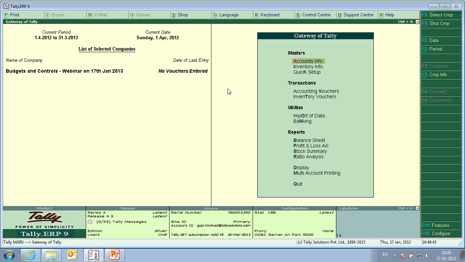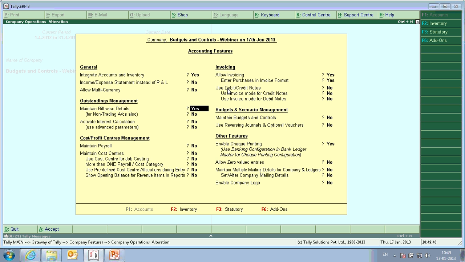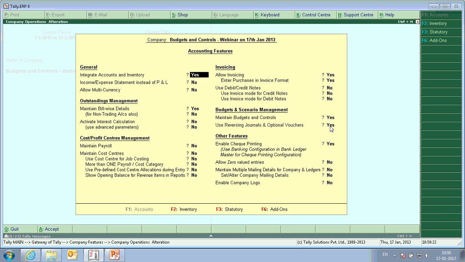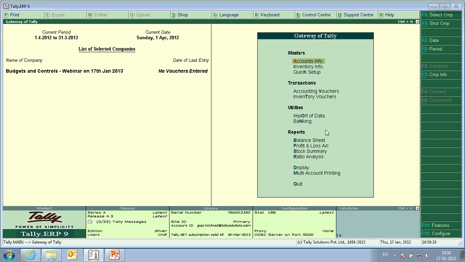Okay. Yeah. So I have created the budget and controls company. So let us say in F11 I need to activate the budget and controls option. Now you can see there is an option as maintain budgets and scenario management. There is a separate section available for it. So I'll set maintain budgets and controls to yes, and then for scenario I will say use reversing journals and optional vouchers. So for scenario management we need reversing journals and optional vouchers. So what is this reversing journals and optional vouchers? We will understand. I'll set it to yes and save it. So two options I have enabled under accounting features. One is maintain budgets and controls and use reversing journals and optional vouchers.